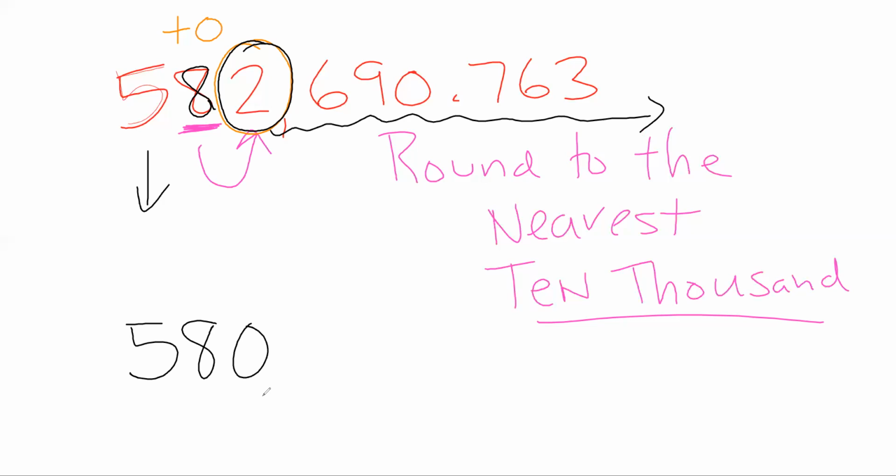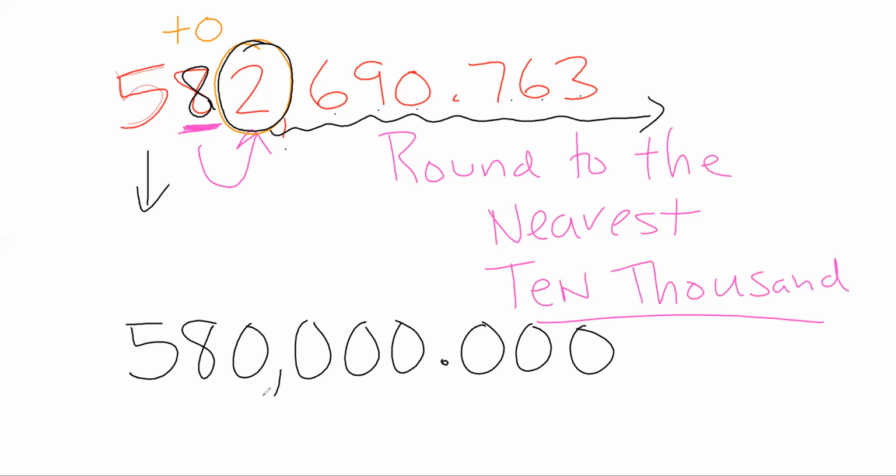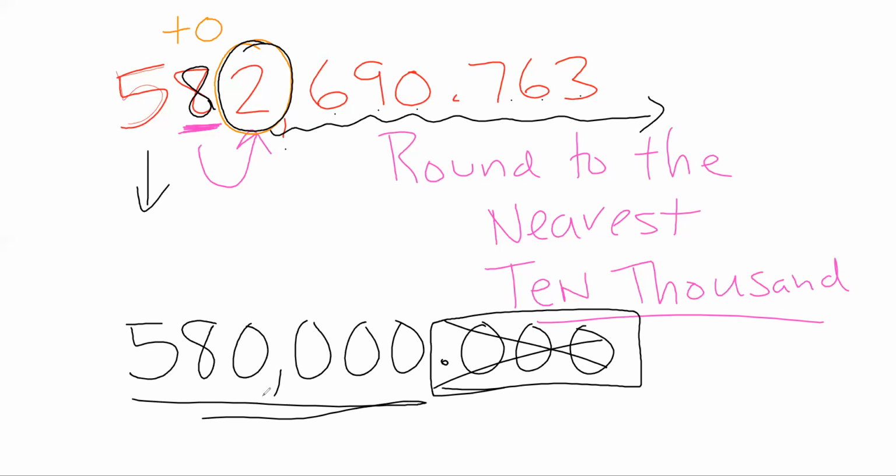So that's a 0, comma, 1, 2, 3 zeros. Decimal, 1, 2, 3. And again, I don't need these. It's so unnecessary because there's no purpose to them. So there you have it. 582,690 and 763 thousandths rounded to the nearest 10,000 is going to get us 580,000. Cool.